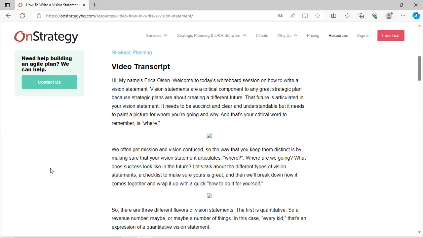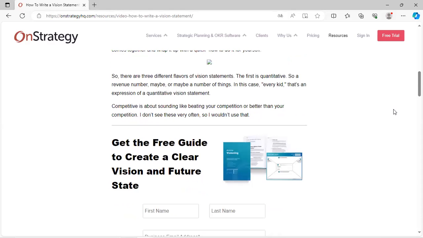So to have the vision clear, we need to know where, okay? Where are we going? That's the vision. ¿A dónde vamos? In 5 years, where do you see your company?